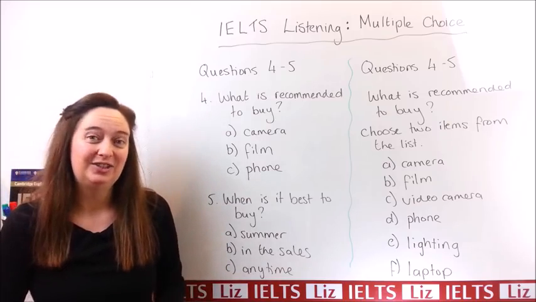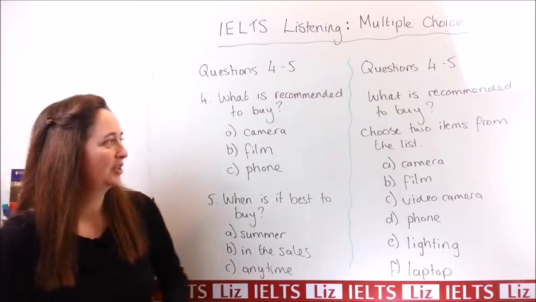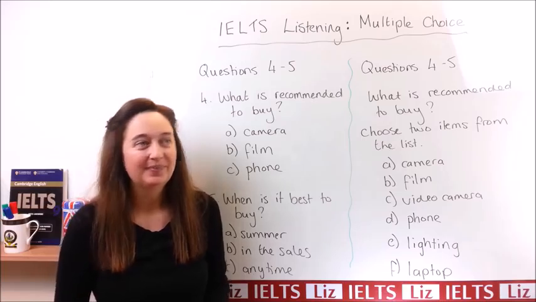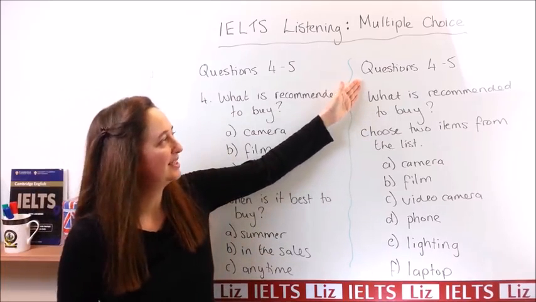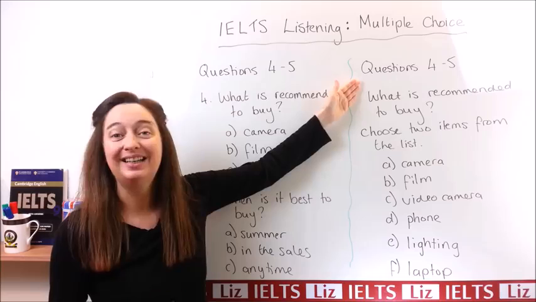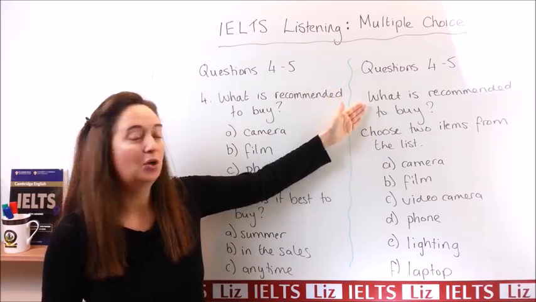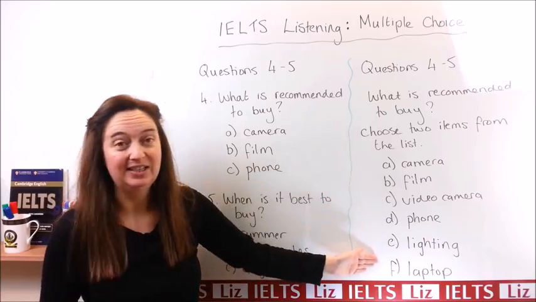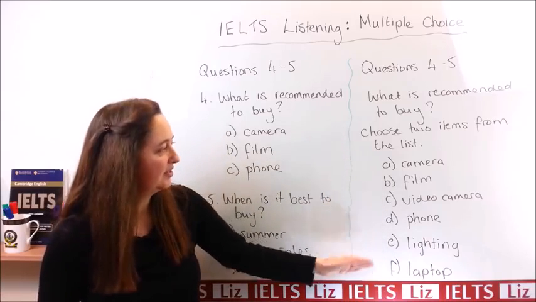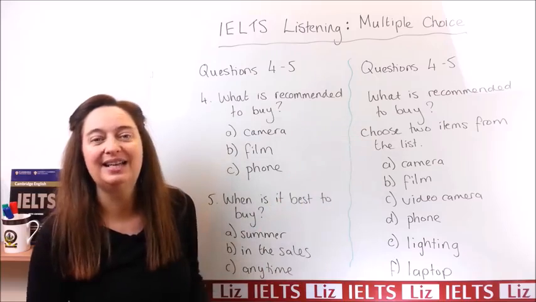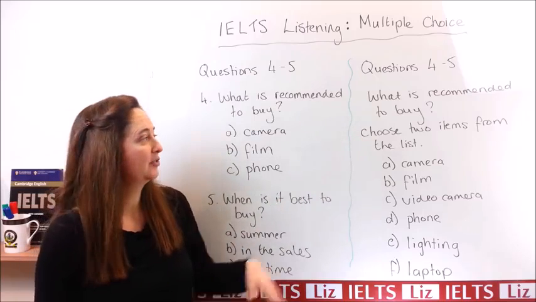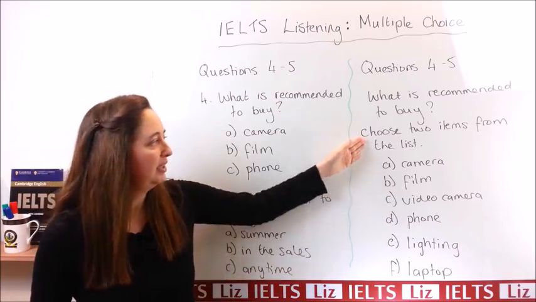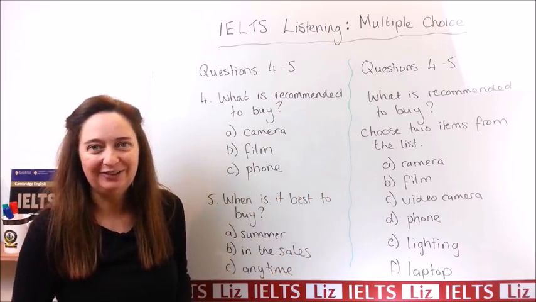But IELTS like to challenge you, and the other type of question is a list selection. Now, with this one, you can see that questions 4 and 5 are together. There's only one question for both of them. And then you have a very long list, and from this list you need to choose the correct answers. Now you might be asked to choose 2 answers, maybe 3, so you have to read these instructions very carefully.